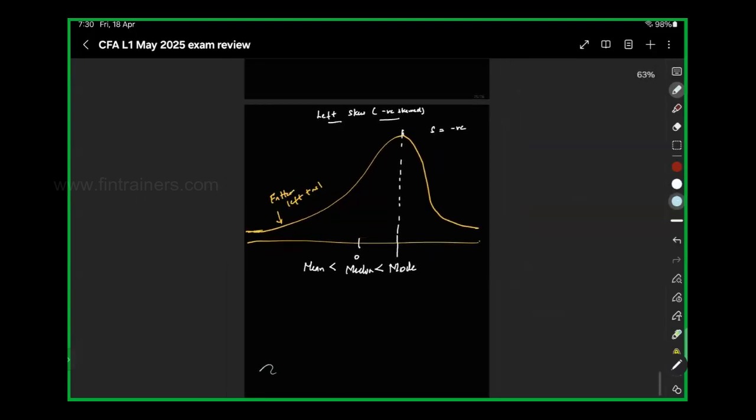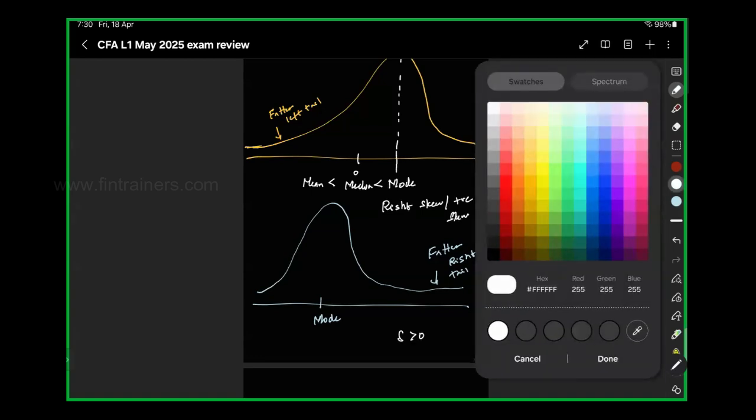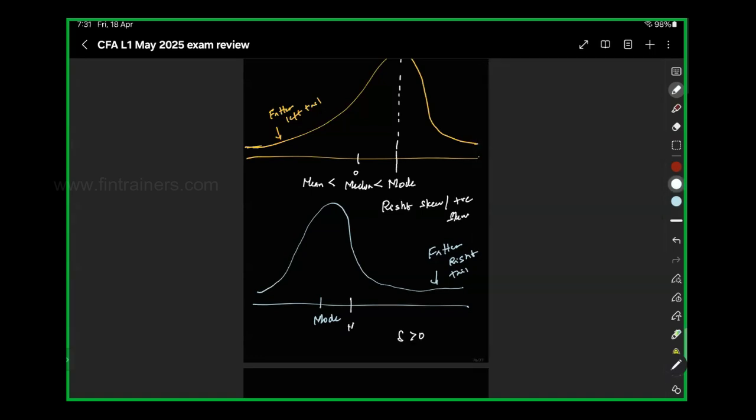The positively skewed, you have something like this, right? So here you have the mode. The mode on the positively skewed is going to be on the left side. So you have more values, fatter right tail. So this is your positively skewed or right skewed. So your skewness is going to be greater than 0. It's positive. So your mode is there, and then you have your median.